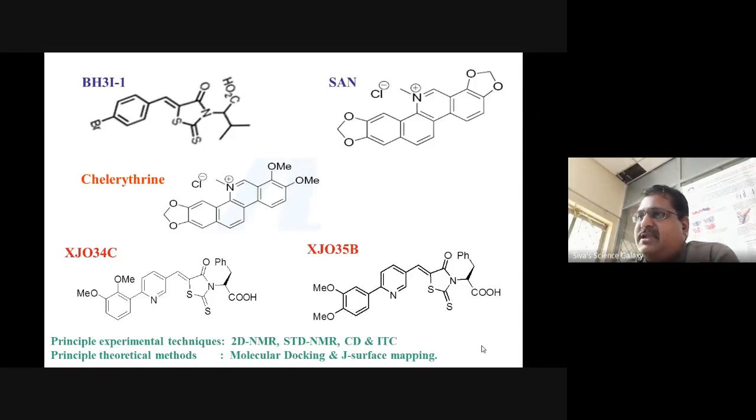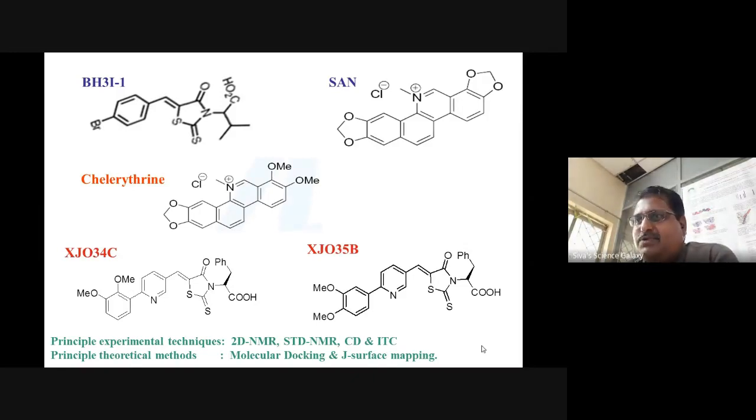The two molecules are very, very similar. In XJ34, we have two methoxy groups at positions 2 and 3. In XJ35, the two methoxy groups are present at positions 3 and 4. Except for that, there is no difference at all. So XJ34 and XJ35 are structural isomers. So what is so interesting? XJ34 is an anti-cancer compound. XJ35 is not an anti-cancer compound.